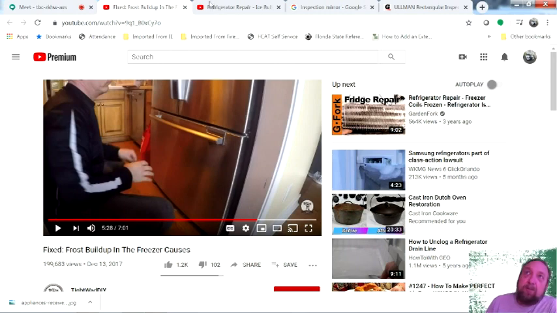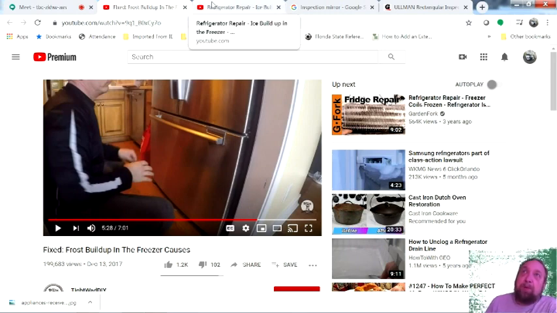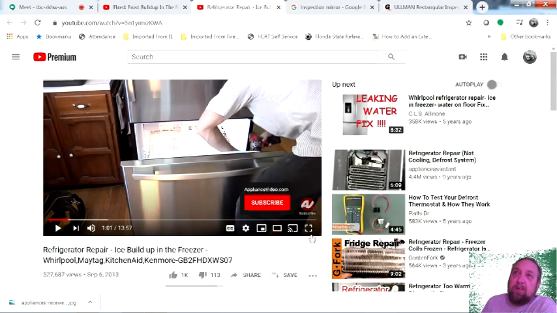So these are different problems that we're going to have with ice buildup in the refrigerator. This all ties into: do I have a defrost problem? Do I have a sealed system problem? Do I have a gasket problem? Let's take a look at this problem here.